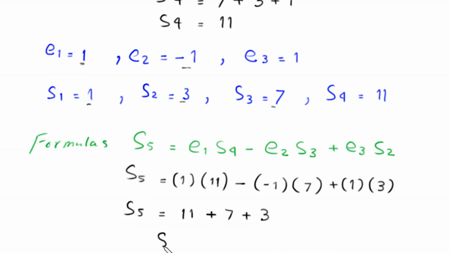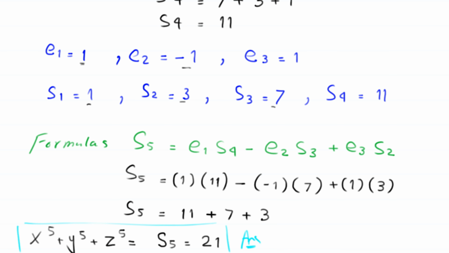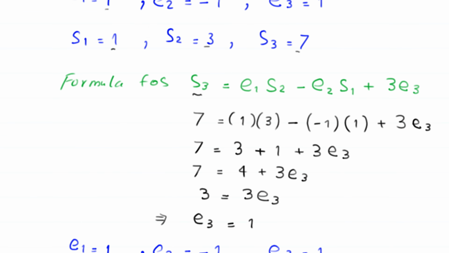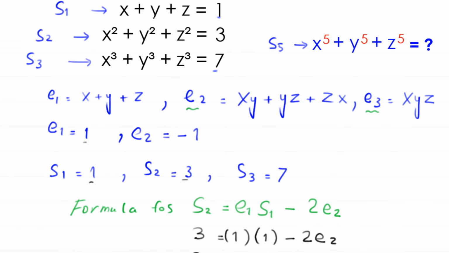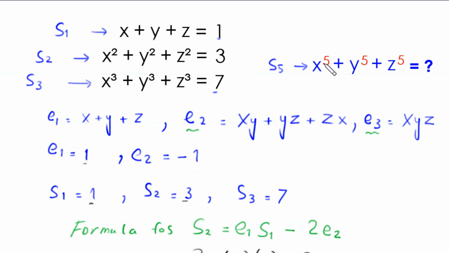So the value of S5 is equal to 21, which is x to the power 5 plus y to the power 5 plus z to the power 5. This is the required value. This is the final answer of this problem. So the required value of x to the power 5 plus y to the power 5 plus z to the power 5 is equal to 21. That is not equal to 31.